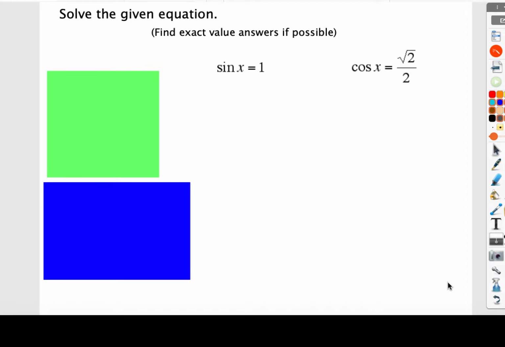I was going to talk about how to solve slightly more difficult trig equations, or trig equations that take a little more effort. Now we're going to start you with a couple of easy ones here on the first screen, just reminding ourselves of a couple of things.